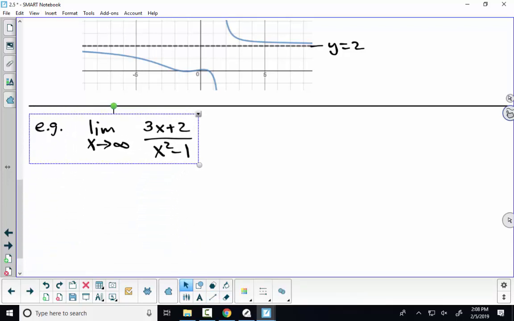Okay, another example. What's the limit as x goes to infinity of (3x plus 2) over (x squared minus 1)? So, just by show of hands, who actually remembers when you're given a rational function, how do you find the horizontal asymptote? Who remembers that from pre-calc or algebra? Nobody? One, okay.